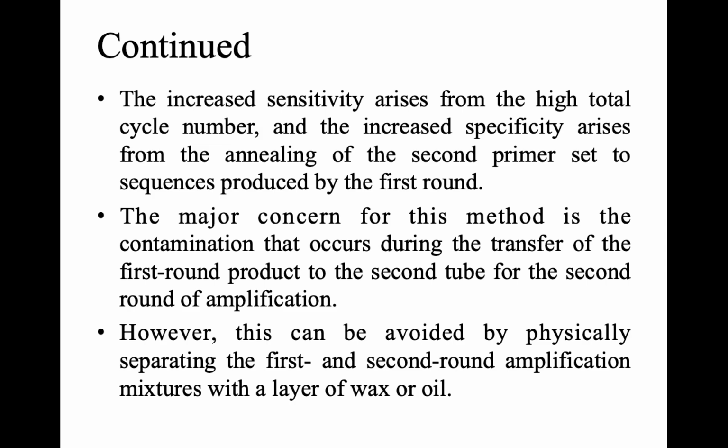Apart from this, the major concern for this method is the contamination that occurs during the transfer of the first product to the second tube for the second round of amplification. As I told you earlier, in this technique there are two rounds of PCR amplification, and during the transfer of the sample from the first round PCR product into the second tube, there are chances of contamination. However, it can be avoided physically by separating the first and the second round amplification mixtures with a layer of wax or oil. By doing so, we can avoid the contamination.